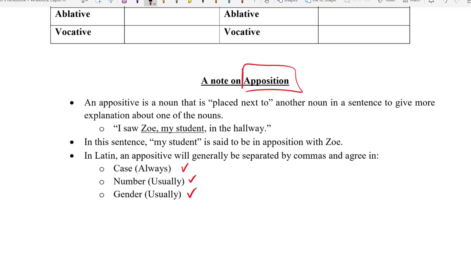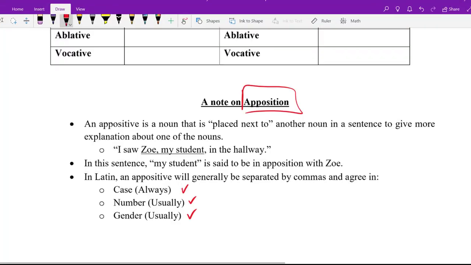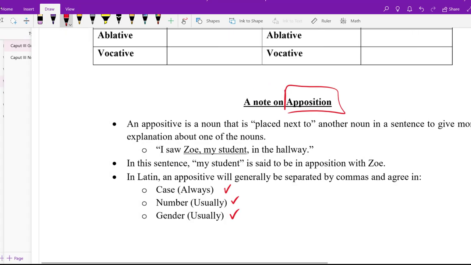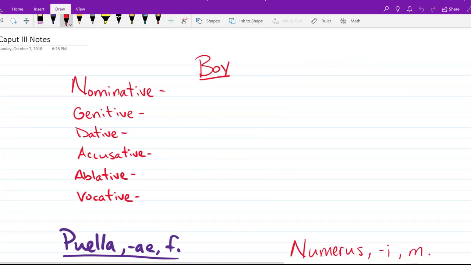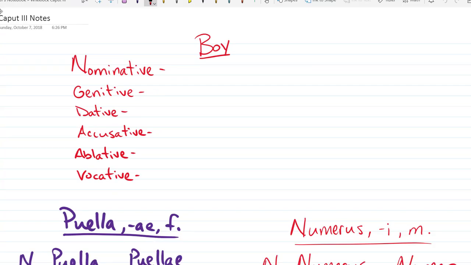All right. Now, before we end this video, that was the note sheet. Pretty simple, pretty harmless, right? It's just that declension, that set of endings. I just wanted to draw your attention. So if we had the word boy, puer, pueri, masculine, the translations in Latin for these cases, nominative, genitive, dative, accusative, ablative, vocative, are still the same ones that I told you before.